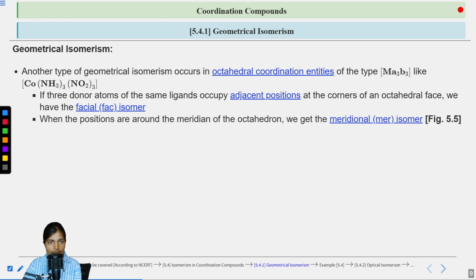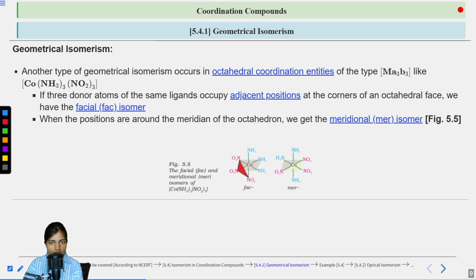Let's see the second type of geometrical isomerism, because if facial isomerism is there, its pair will also be there, which happens when the positions are around the meridian of the octahedron. When you have an octahedron structure, and at the meridian you place the positions of the donor atoms, then we get the meridional or mer isomer. So the facial and the meridional are the two other types of isomerism that come under the geometrical isomerism shown by the octahedral complex. Let's understand it with the help of figure 5.5.